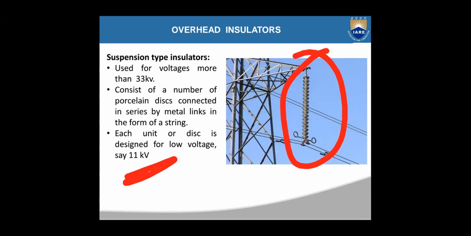Now if you observe the advantage of suspension type insulators, they are much cheaper when compared to the pin type insulator when the voltage level is more than 33 kV. Up to 33 kV you will use the pin type insulator. Now, due to high voltages, if any disc is damaged in a suspension type insulator, you can replace only that disc. The other discs will be in good and healthy condition. Only the damaged disc can be replaced, and the rest can be used. That means maintenance cost will be low in suspension type insulators.